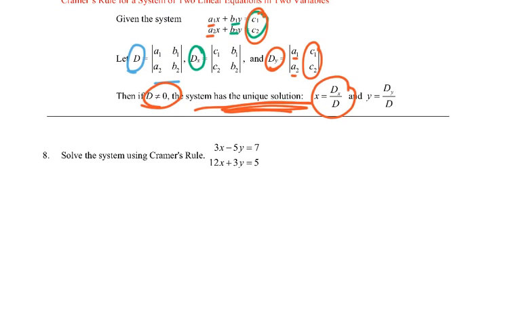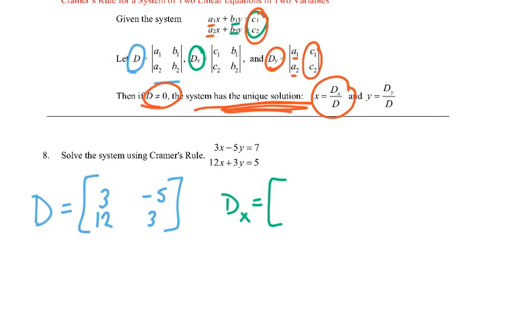We're told to solve the system using Cramer's rule. Our D matrix is just those coefficients on our x and y values. So we would have 3, -5, 12, and 3. That's our D matrix. For our dx matrix, we replace our coefficients for our x's with our c1 and c2, which are our solutions on the right-hand side. So that's going to be 7 and 5, but the y coefficients stay the same.